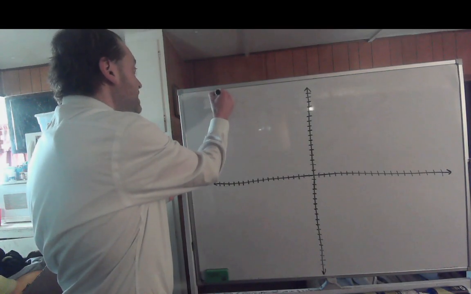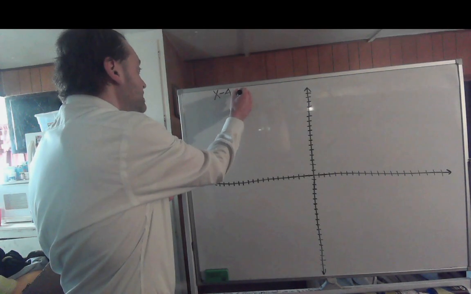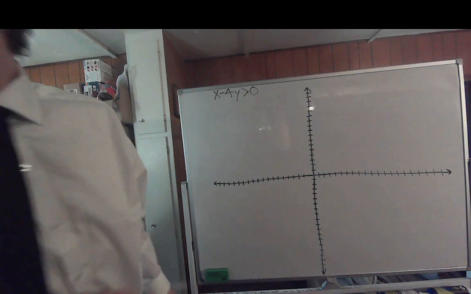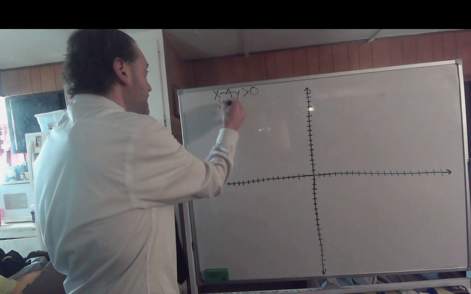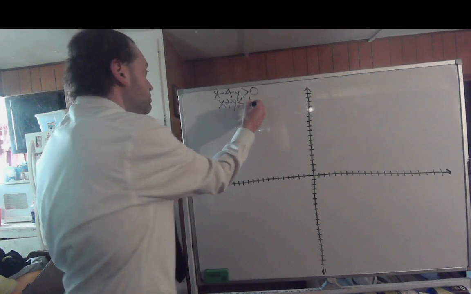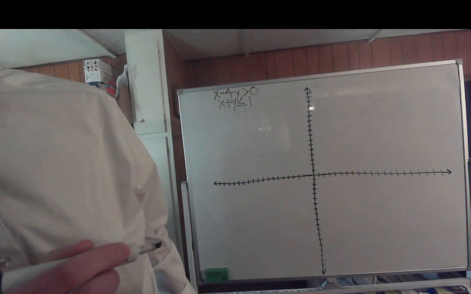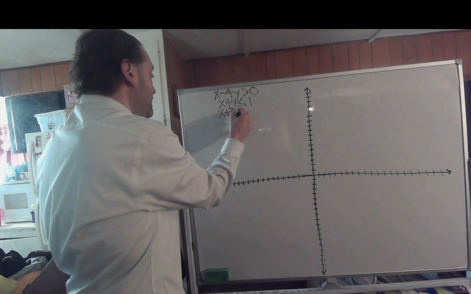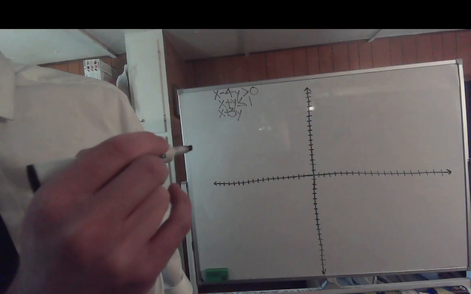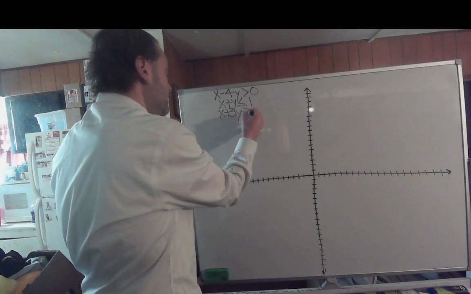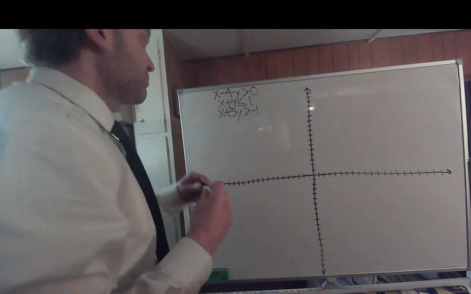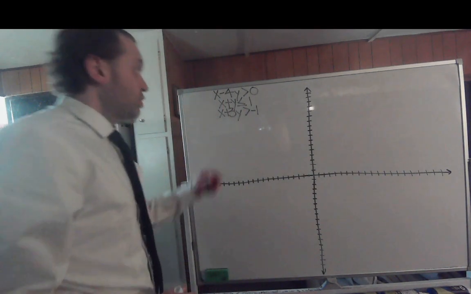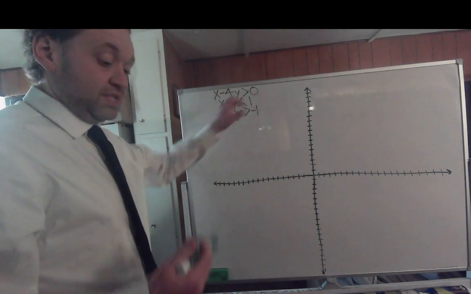So we have x minus 4y is greater than 0. We have x plus y is less than or equal to 1. And then we have x plus 3y is going to be greater than negative 1. So we have 3 different inequalities in this system. So let's start with x minus 4y is greater than 0.